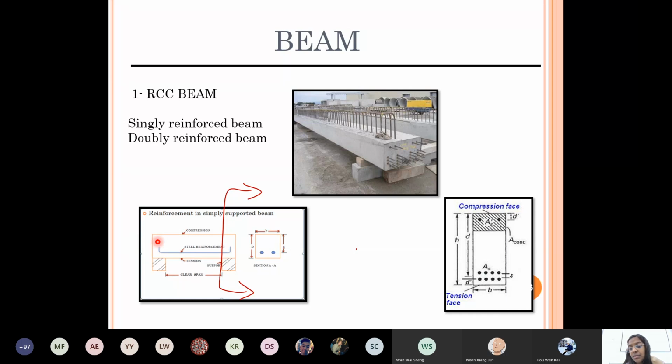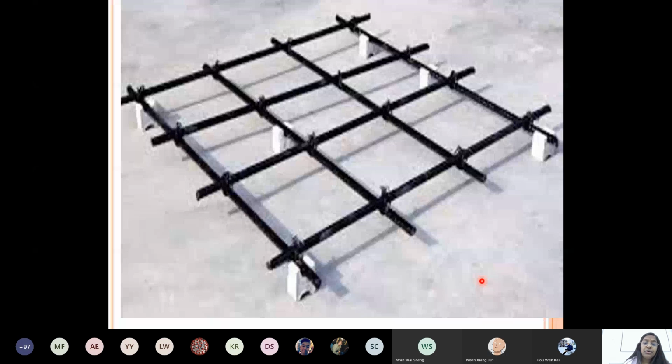The top member will take up the compression. Top reinforcement will take the compression. Bottom reinforcement will take the tension. This is what I want to show you before.